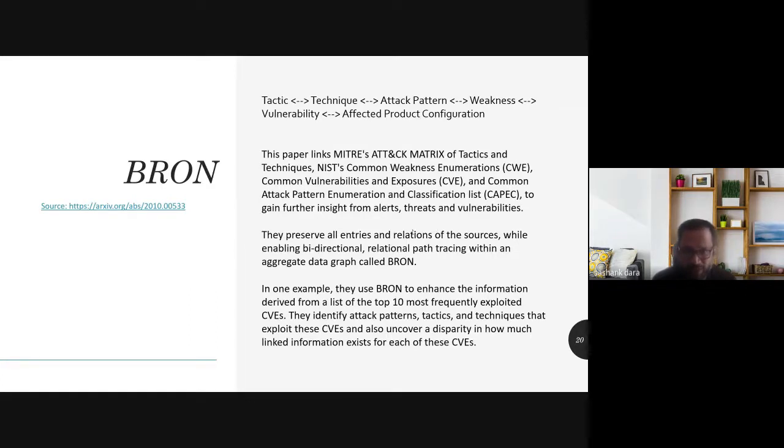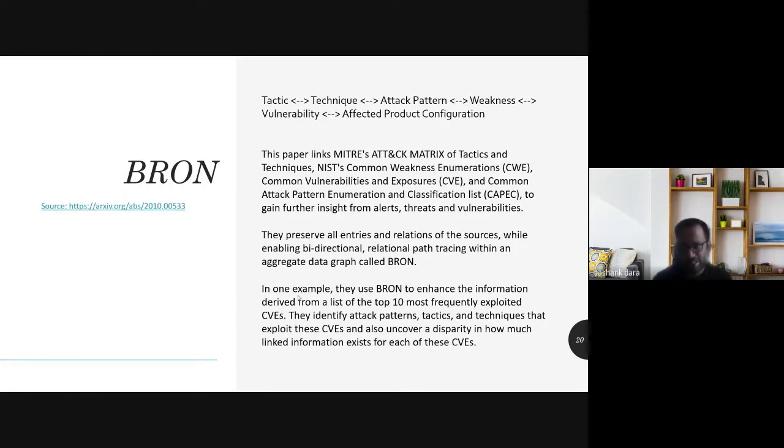In one of the examples, and I can make the slides available, no worries, they mentioned that from the top list of 10 most exploited CVEs, they could identify attack patterns, tactics, and techniques that exploit these CVEs, and also uncover a disparity in how much linked information exists for each of these CVEs. That's very, very powerful, very useful information if we can foster research in this direction, right?